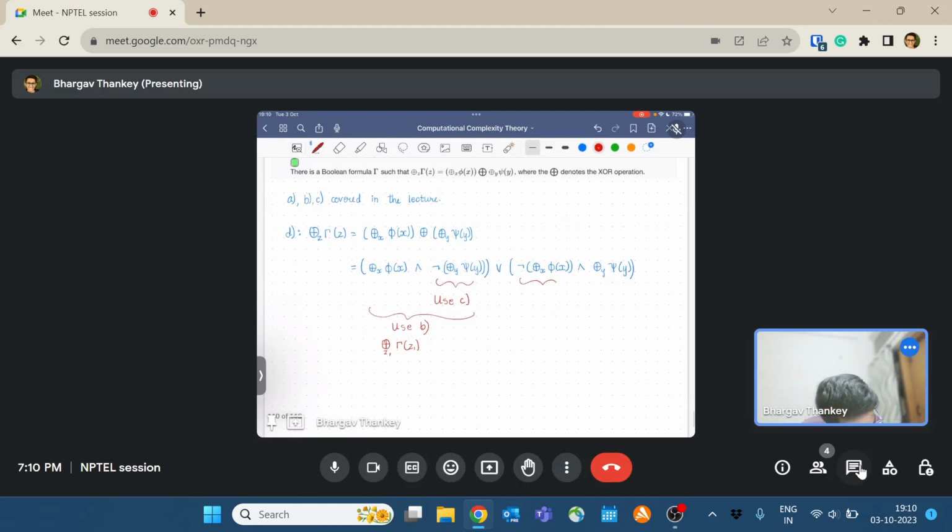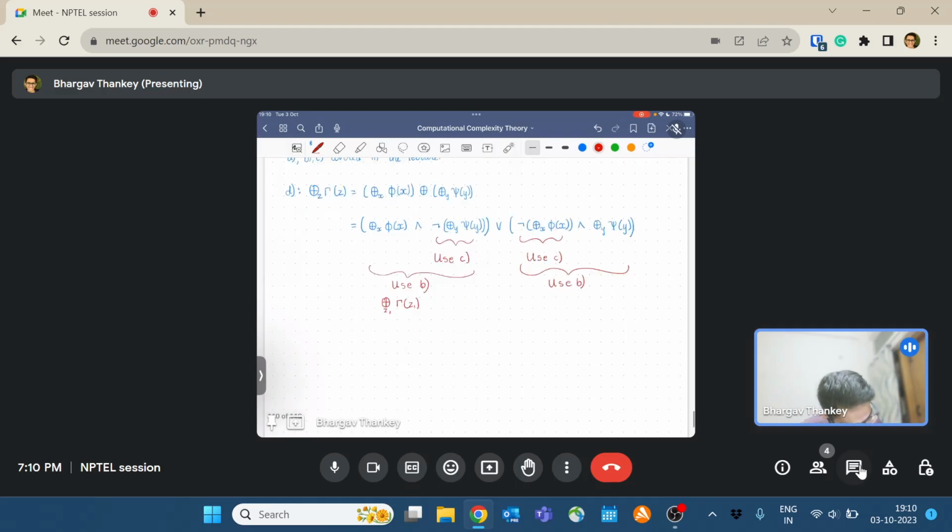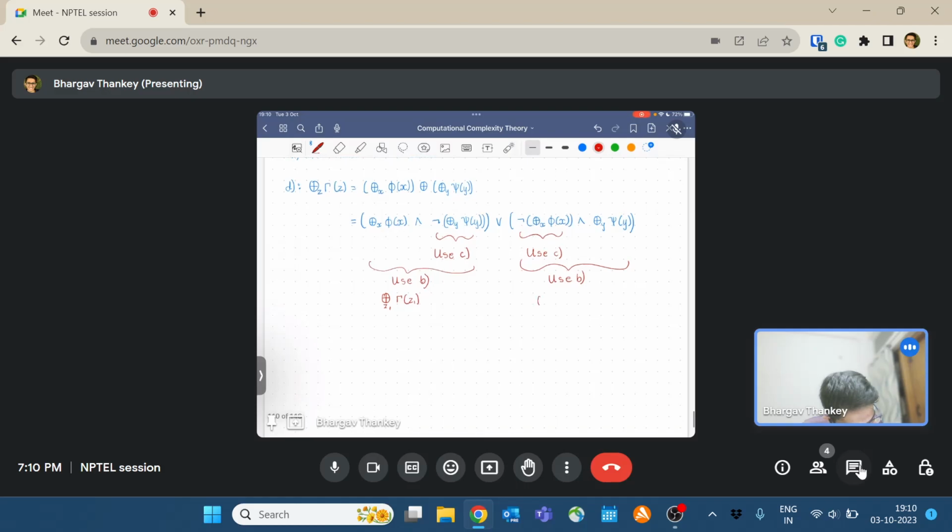So use C, and suppose we get parity Z2. Let me call this gamma 2 Z2. Again, Z2 is going to be a subset of Z and it would contain X, Y, and some additional variables. And finally, we want all of these two, right?